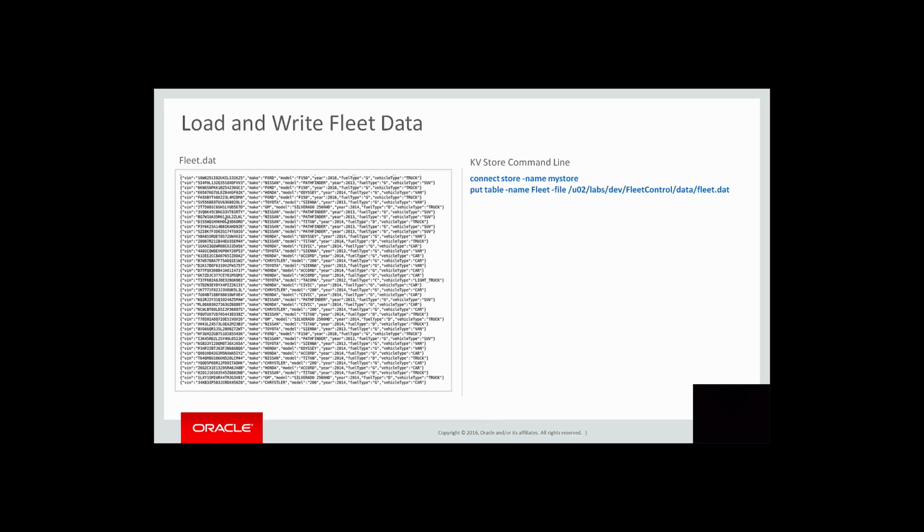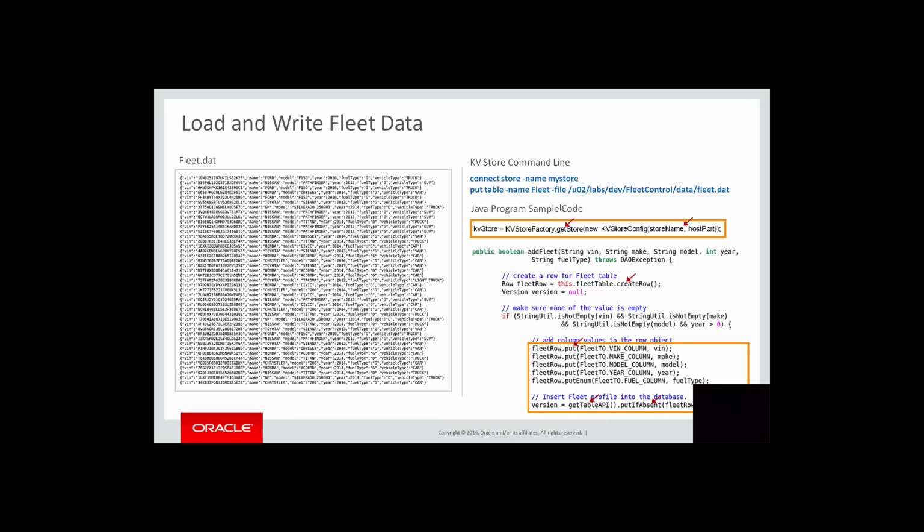I'll be using two different ways to write the data. One is to use a put table from the KV store command line. Remember I showed you the administration CLI prompt. We're going to use that.